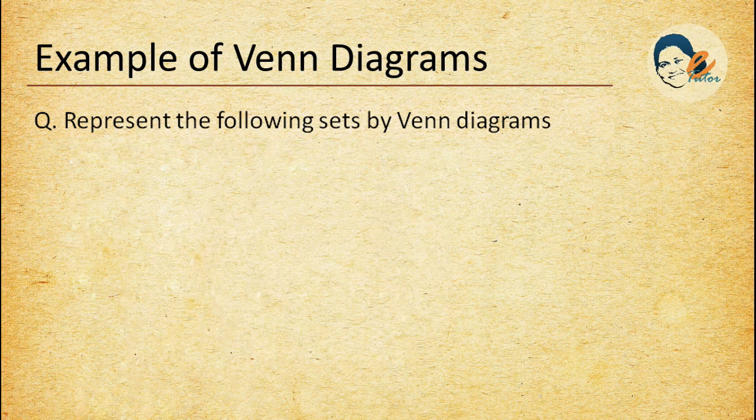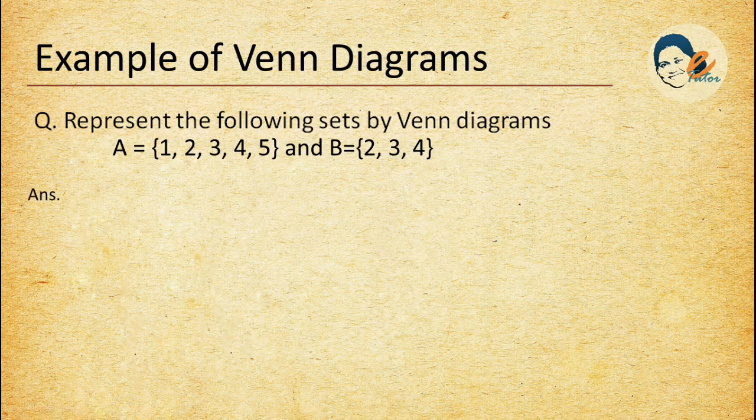Now proceed to the next example. Represent the following sets by Venn diagrams. Set A, which has elements 1, 2, 3, 4, 5, and set B, which has elements 2, 3 and 4. Okay? Now let's solve this. First look at the elements of these sets. Set B has 3 elements, 2, 3 and 4. And these 3 elements are also the elements of set A. So we can say that B is a subset of set A, right?